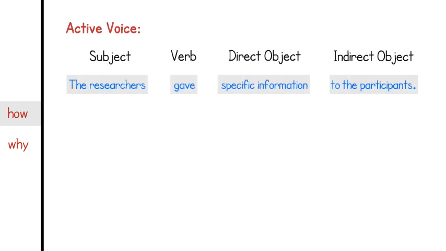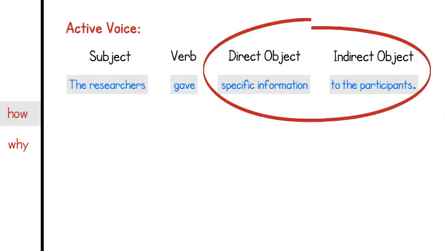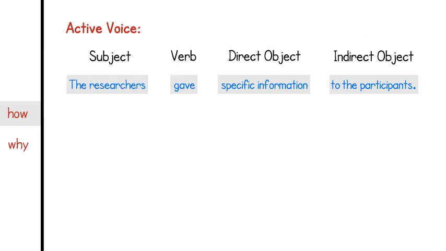Sometimes a clause or sentence has multiple objects, one direct and the others indirect. For example, the researchers gave specific information to the participants. In this sentence, specific information is the direct object of the verb gave, and the participants are the indirect object.